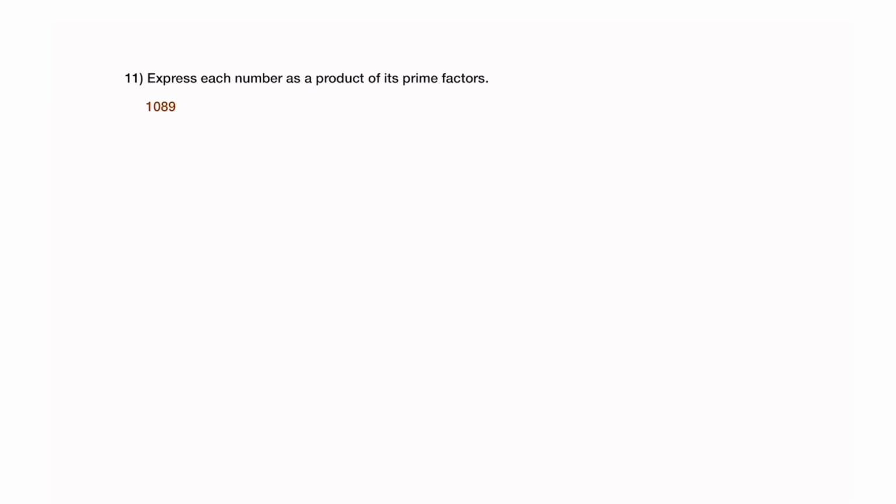And then 1089. I'll do the second method first here as we did in the previous question. 1089. Not divisible by 2 for sure. It's an odd number. Now 1 plus 0 plus 8 plus 9 is how much? 18. So that's 1 plus 8, which is 9. So it is divisible by 3. So we will say 3.